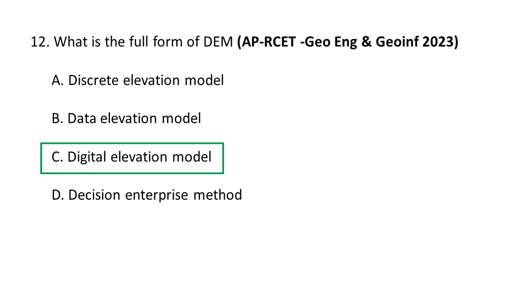A digital elevation model or DEM is a 3D computer graphics representation of the Earth's surface topography, excluding buildings, trees, and other surface objects. So DEMs are created using a variety of sources and techniques.